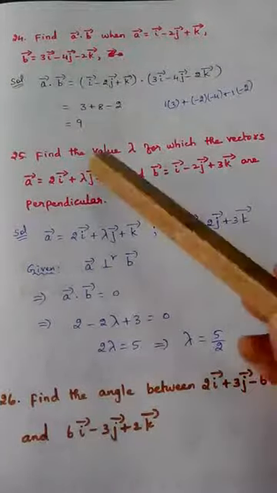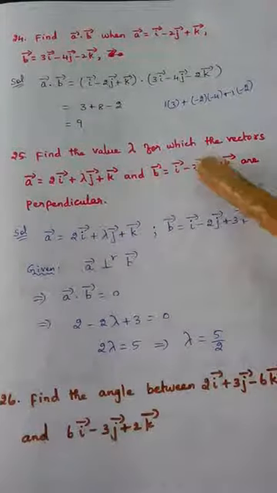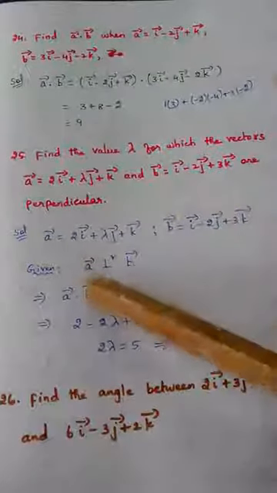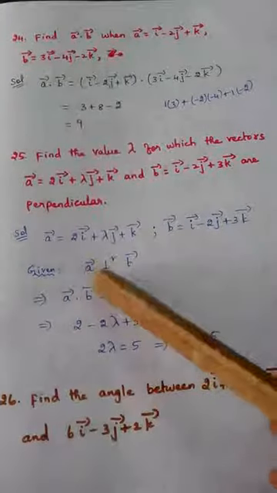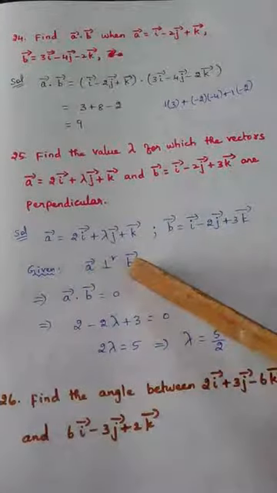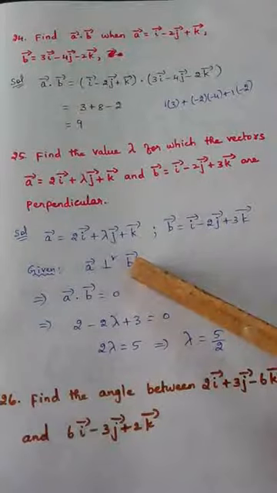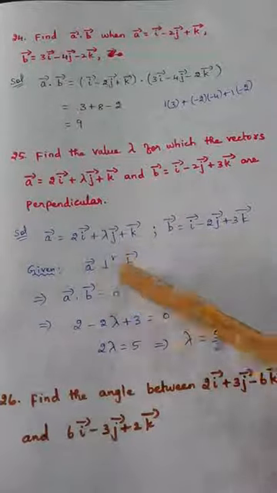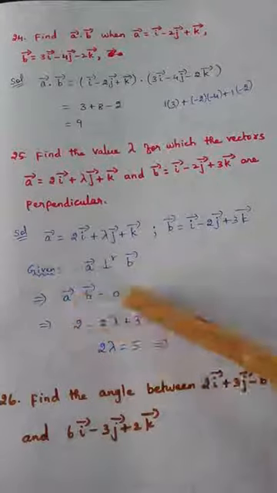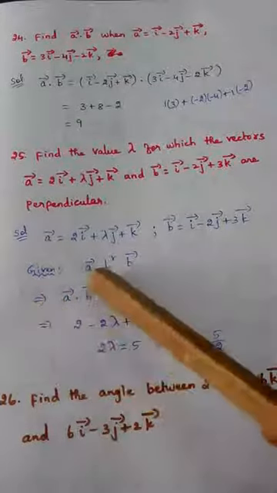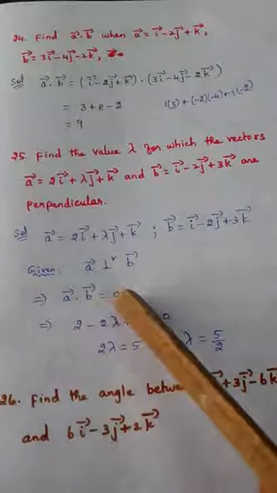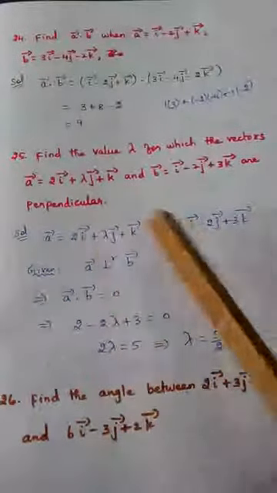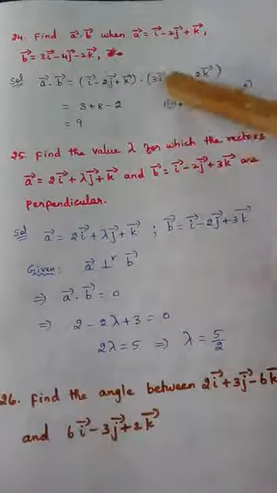So first, I am writing A vector and B vector. It is given in the question that these two vectors are perpendicular. So I am writing A vector perpendicular to B vector. What is the condition that we know using the properties? If two vectors are perpendicular, then the dot product should become 0. So immediately we write, since they are perpendicular, A vector dot B vector will be 0. Now how do we calculate A vector dot B vector? Just as we did now in this sum.